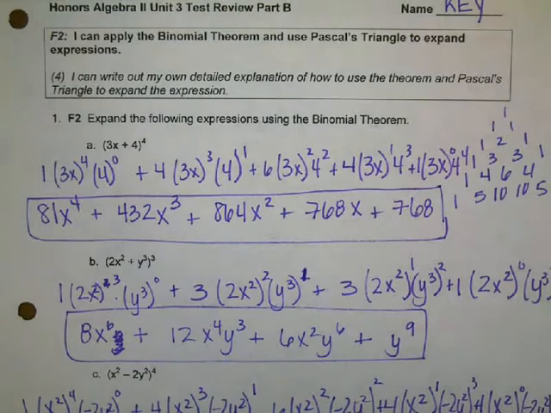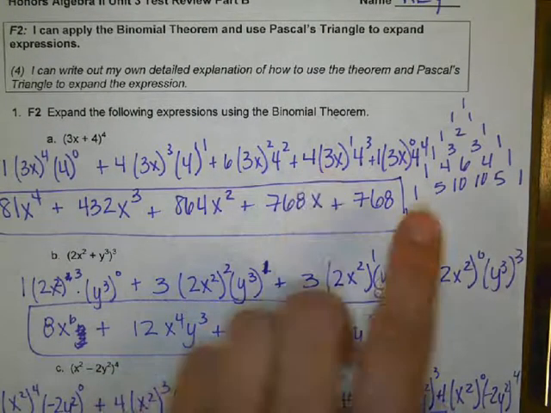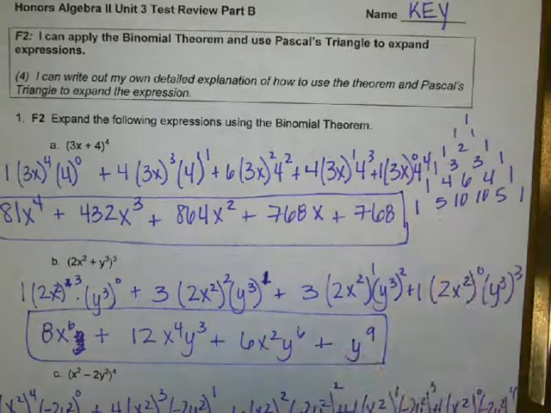This will be about 5 minutes because we're only talking really through two standards. For F2, you have to show that you can use the binomial theorem, which is this pattern, and Pascal's triangle to expand the expression. You do have to know what Pascal's triangle is.